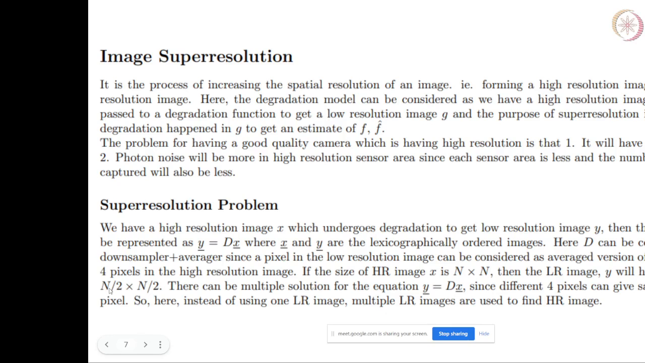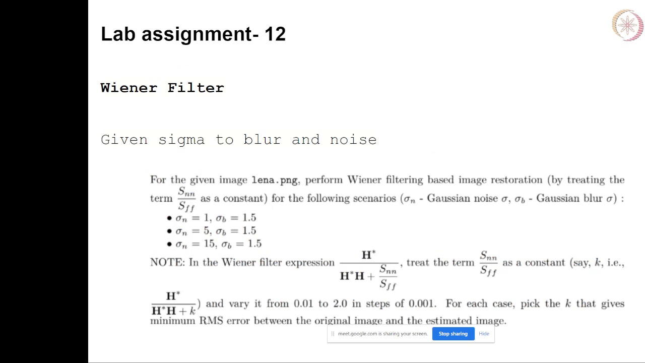If we have this low resolution image of n by 2 by n by 2, there can be multiple solutions. Different sets of 4 pixels can be found, because if you have a value 10, that 10 can be represented as the average of many different sets of 4 pixels. We can write anything for such 4 pixels, no? So there can be infinite solutions. So what should we do? Instead of using only one HR and one LR image, we can use multiple high resolution and low resolution images to solve the equation. Like that we will get one solution for D.